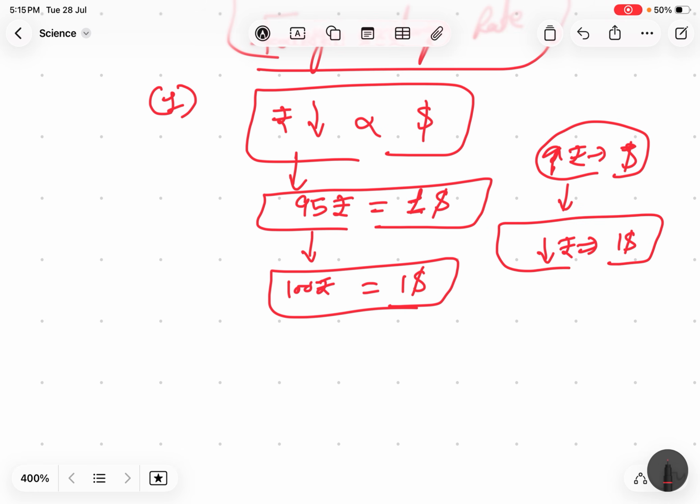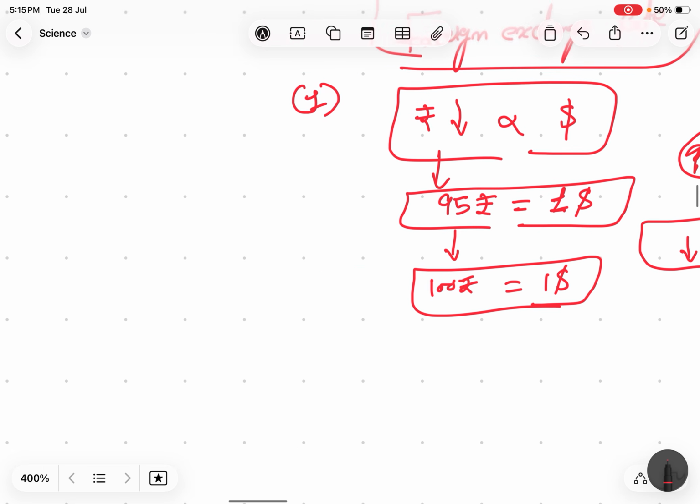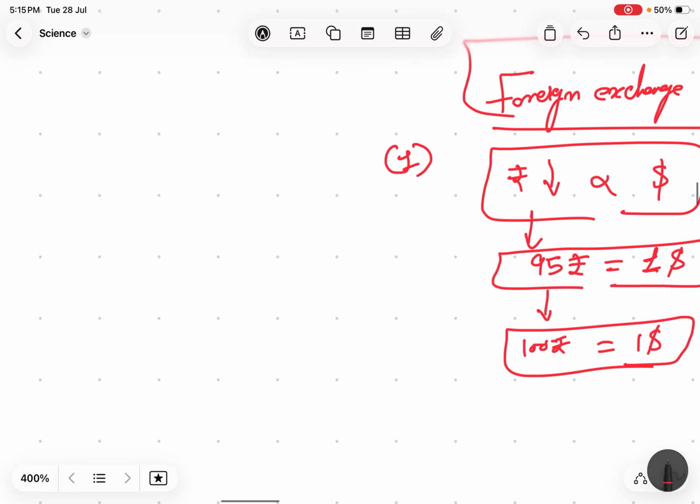If you are a first timer studying this, how the foreign exchange rate works and why there is so much depreciation in the Indian rupee, let's first understand very briefly how these exchange rates work.